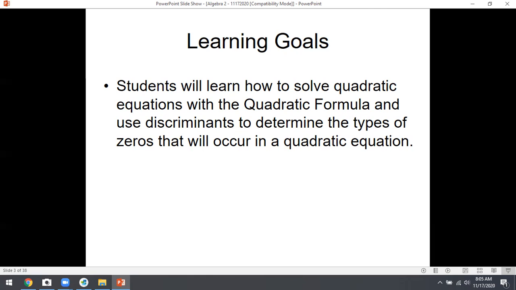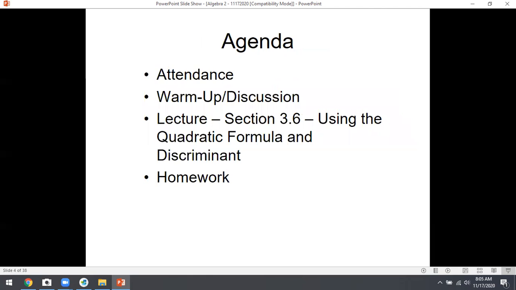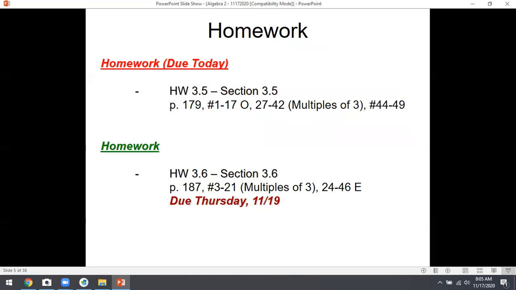And with the new section comes new homework. So take a minute and write it down. 3.5 is due today. That's what I've been harping on. Here's the new one, 3.6. It's not due till Thursday. It's very much practicing one skill mostly, the quadratic formula. There's also something inside the quadratic formula called a discriminant, which can help you identify very quickly what kinds of answers you're going to get out.